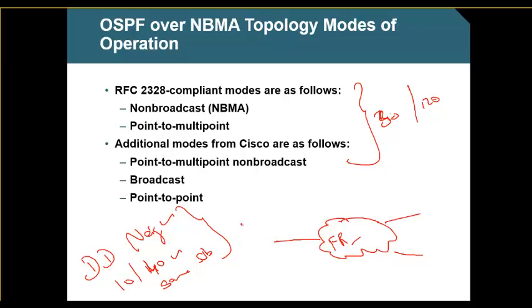In a normal broadcast environment, neighbors are dynamically discovered, right? In an Ethernet environment, timers are 10 and 40, no? Hello and dead. Same subnet, no? This is what by default we see in a broadcast environment. And if you expect the same thing in frame relay environment, you need to just change the type as broadcast. Let me do and show you this first, and then we'll go to the fourth one.